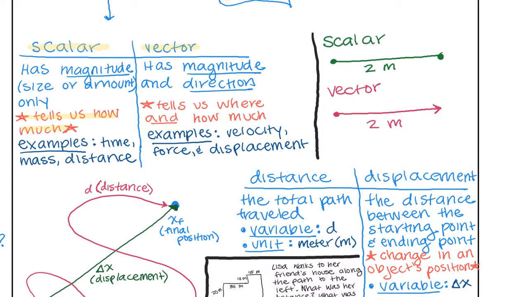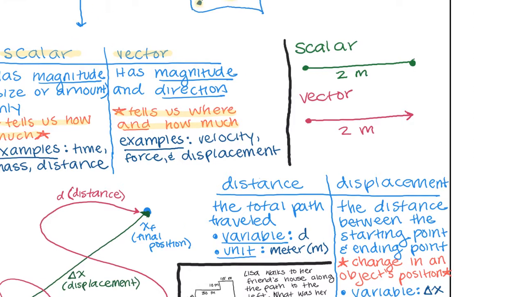Now we could also have vectors, and vectors you might not be as familiar with. This is a term that we use in physics a lot, but they tell us a little bit more than scalars. Vectors tell us the magnitude and direction of that thing we are trying to describe. So in contrast to scalars telling us how much, vectors tell us how much and where that object is. An example of a vector is velocity or force or displacement.